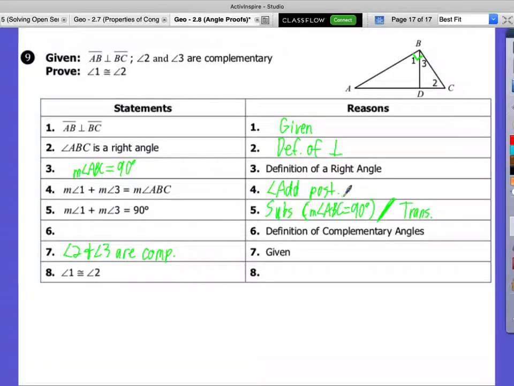Our next reason is a definition. Definition is a big key mark that we went either from words to math or math to words. Right now we have math, so what are we probably going to? Words. And we're talking about complementary angles, so we're going to say angle 1 and angle 3 are complementary. Very good. Angle 1 and angle 3 are complementary.